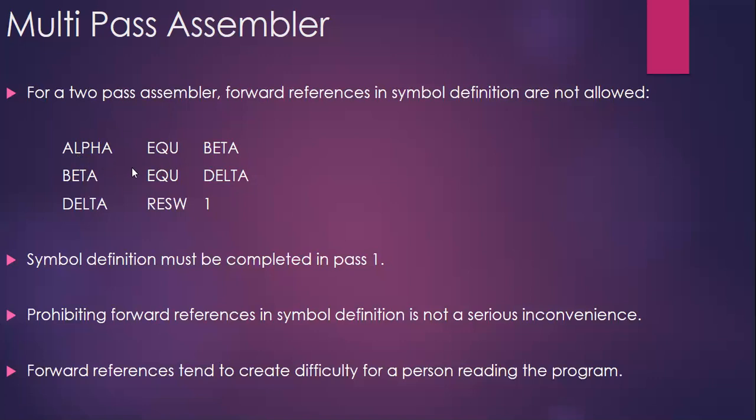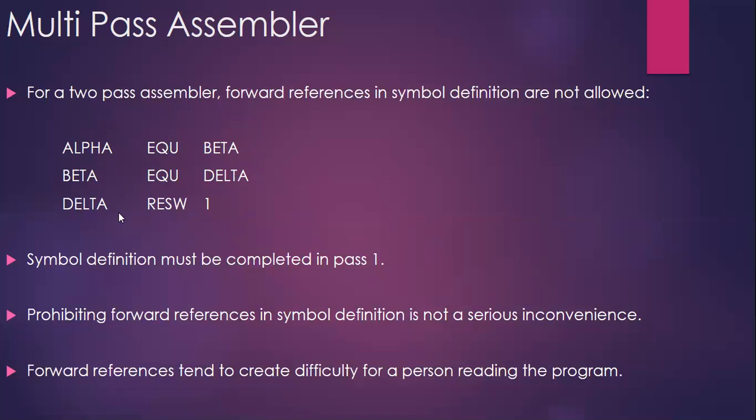Now if I start assembling the same program using a one pass algorithm, three different things are unknown. When I execute the first line, alpha is equal to beta, but what is beta, I don't know. So two unknown things we have: alpha and beta. In the second line, we have the statement for beta, which is equal to delta. What is delta? I don't know. The delta is unknown. So now three things are unknown.